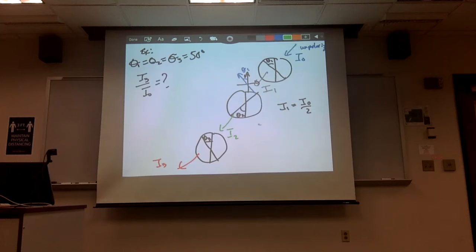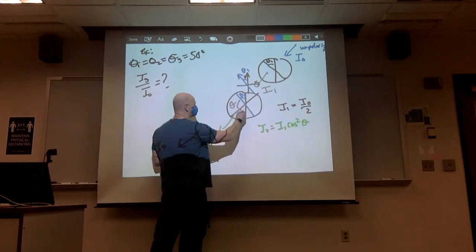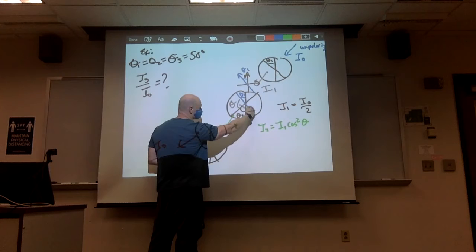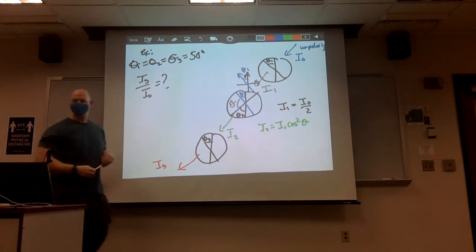Good. So now let's think about I2. I2 is going to be equal to what? I1 times cosine squared of the angle between the two. Right? So what's the angle between the two? Let's draw a picture. This one is oscillating here at theta 1. Theta 2 is down here, which means this entire angle here is theta. So theta is the angle of this wedge here, because this is the angle between this oscillation plane and the plane at which it now wants to oscillate.